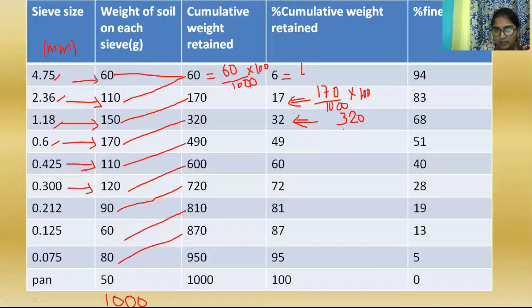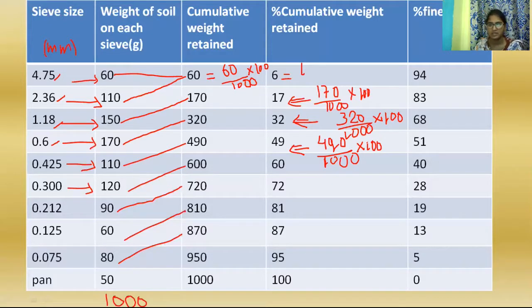Next, 320 by 1000 into 100 is equal to 32. Next, 490 by 1000 into 100. We get the value 49.